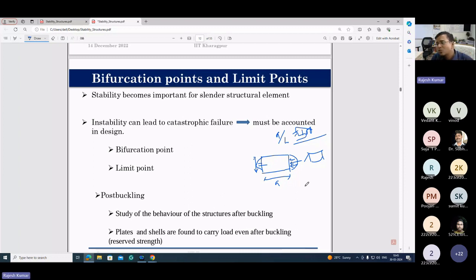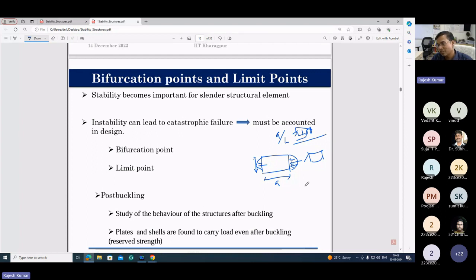Previously, there was no issue about stability, but nowadays in modern structures, we are concerned about economy. When I go to economical designs and optimal designs, obviously we have to save materials, and automatically your structure becomes thinner and thinner and slender.